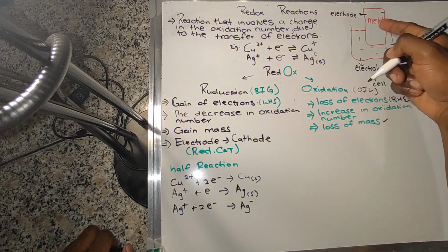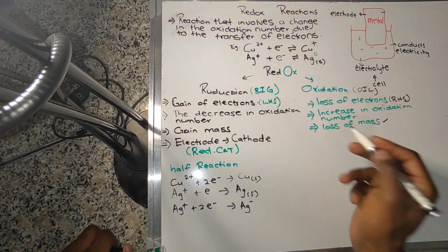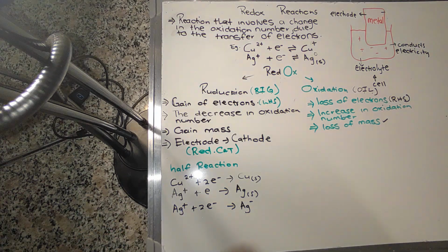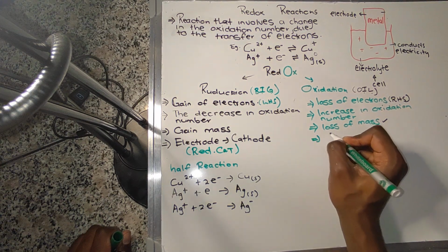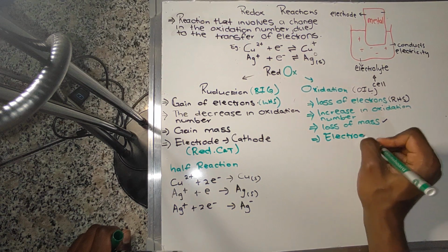Now, again, we said our electrodes can be found under reduction, they can be found under oxidation. But the electrode on this side is known as an anode. So the electrode is called an anode.